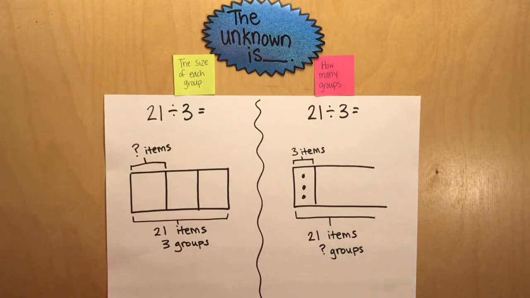Let's try another one. 21 divided by 3. Figure this out, complete the tape diagrams, and draw them on the note side of your paper. Pause, then press play when you're done.